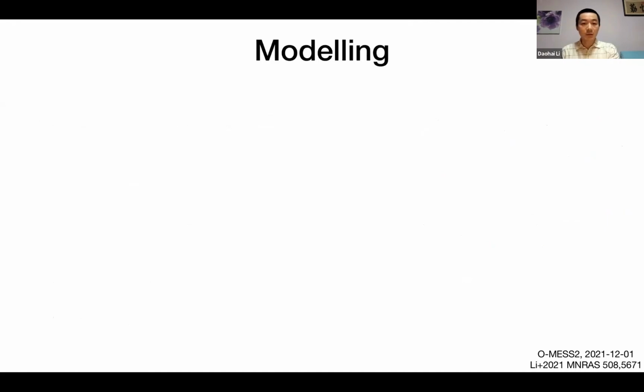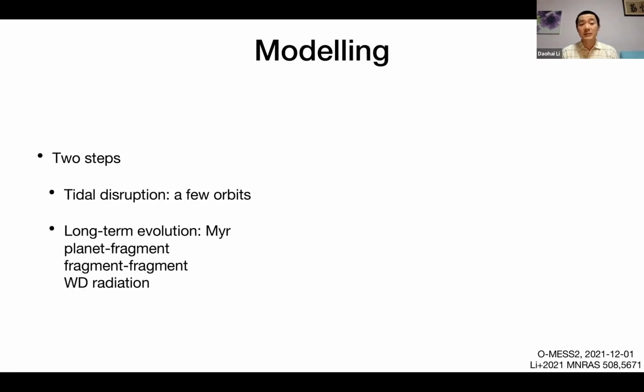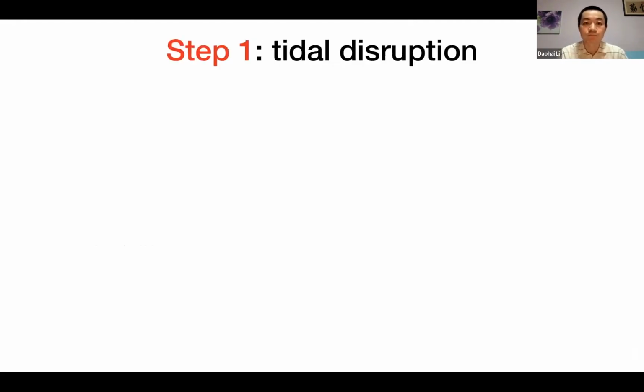So here we come to our modeling. We want to model how a tidally disrupted asteroid is accreted by the white dwarf, and our model would consist of 2 steps. The first is the tidal disruption, which lasts a few orbits, and then we will also consider the long-term evolution of the fragments. We will include the planet-fragment interaction, the fragment-fragment interaction, and we will consider the white dwarf radiation. So the first step is the tidal disruption.